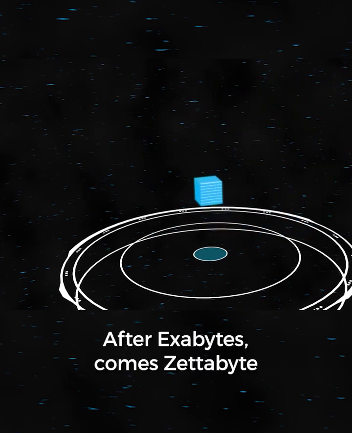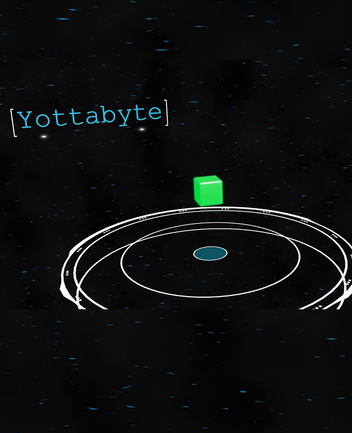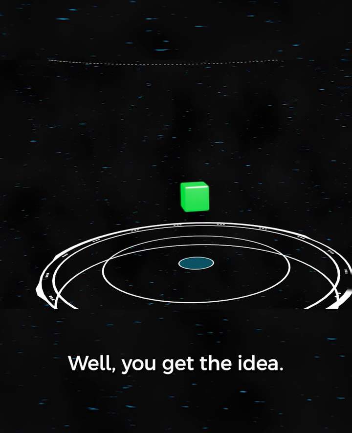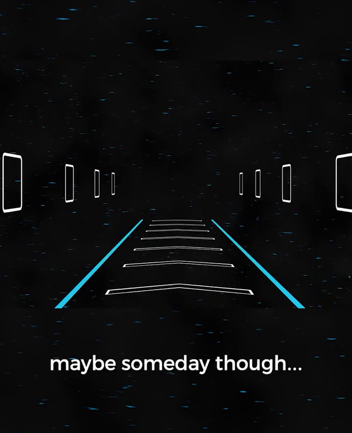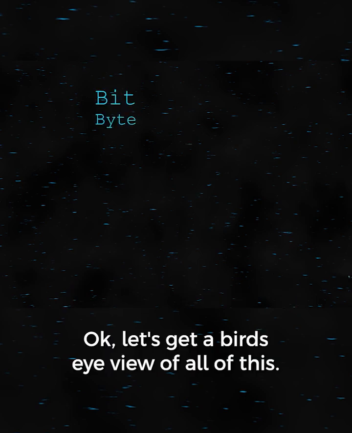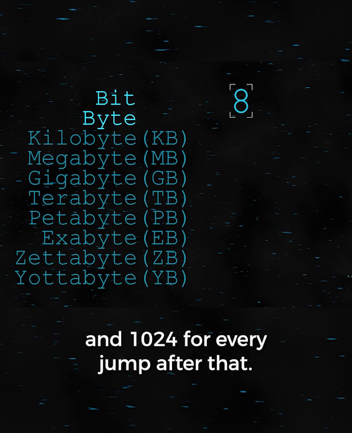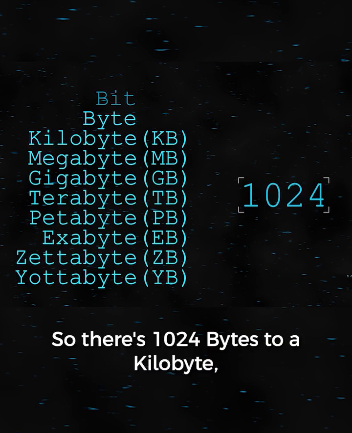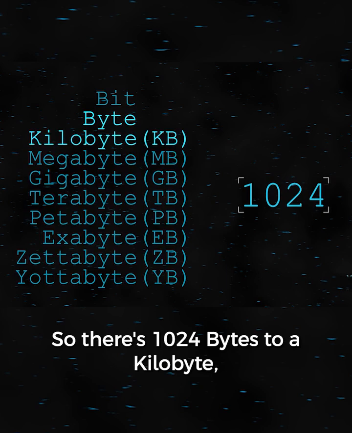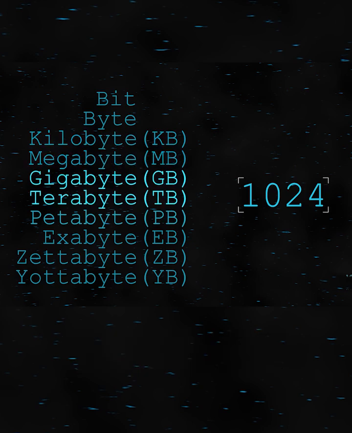After exabytes comes zettabyte, and then yottabyte. Well, you get the idea. So big you probably won't hear too much about yottabytes for a while. Maybe someday though. Okay, let's get a bird's eye view of all of this. 8 bits to a byte, and 1024 for every jump after that. So there's 1024 bytes to a kilobyte, and 1024 kilobytes to a megabyte, and so on.